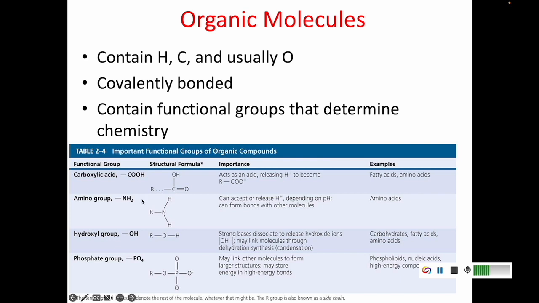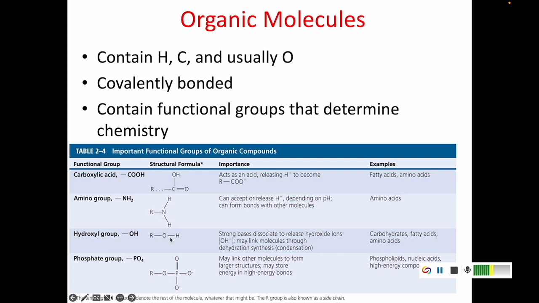Amino groups can also act as an acid because they can release this hydrogen. It can also accept an acid, so it can act as a buffer, actually. It also can form bonds with other molecules. So this nitrogen is happy to have 3 bonds or 4. This amino group is going to be found in amino acids. It's what amino acids are named after.